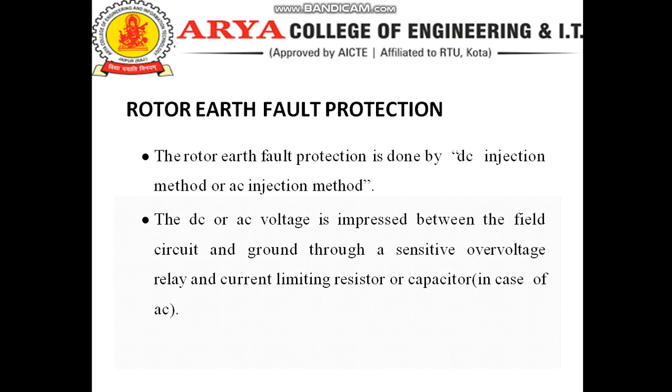Now in this slide we discuss the rotor earth fault protection. The rotor earth fault protection is done by the DC injection method or the AC injection method. The DC or AC voltage is impressed between the field circuit and ground through a sensitive overvoltage relay and a current limiting resistor, and a capacitor in case of the AC injection method.